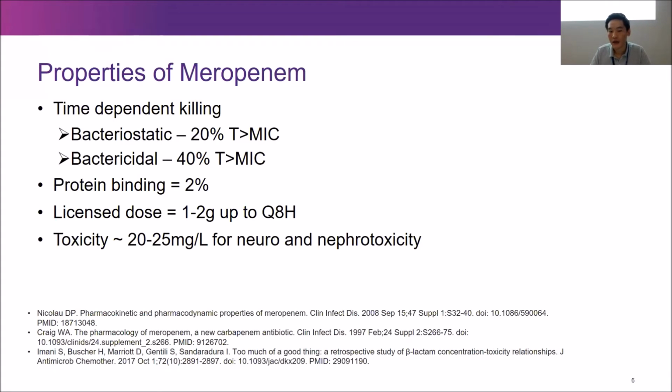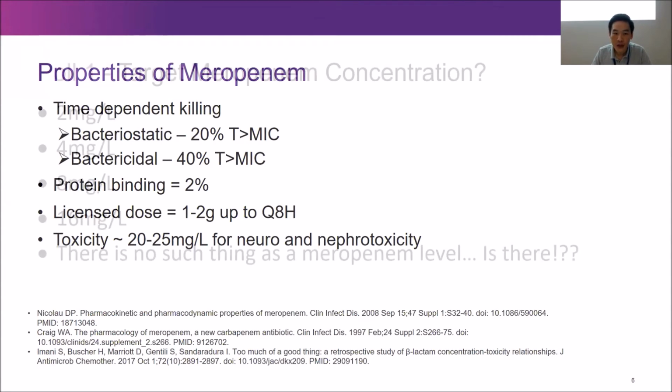Now, the toxicity threshold for Meropenem is not very well defined, but preliminary studies by the group by Amani in New South Wales suggest that once you start hitting a trough concentration of between 20 to 25, and that's with intermittent dosing, you start to see an increased risk of potentially neuro and nephrotoxicity in your patients. So just keep that in the back of your mind.